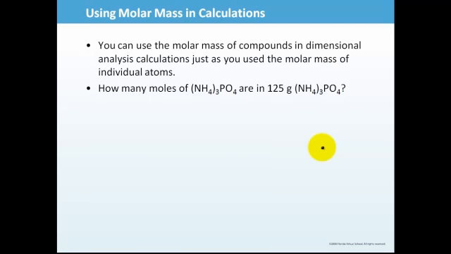All right, this time we're starting with the grams. We have 125 grams of the ammonium phosphate, the NH4 3 PO4. Okay, so we're going the opposite direction this time, but we're still going to use the same conversion factor. So we have 125 grams, and we still use the molar mass as our conversion factor.